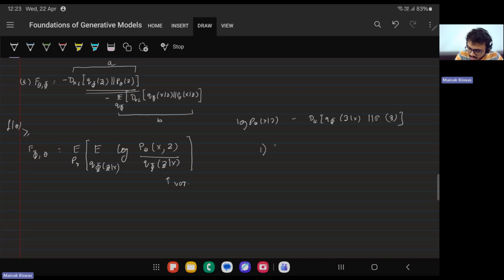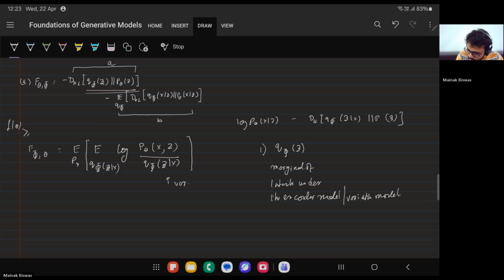I have assumption 1 as q phi of z, that is the marginal of the latents under the encoder model or the variational model. These are the assumptions. This is equal to the integral of, what can you write this as? q phi of z given x into q phi of x dx over all the data points.